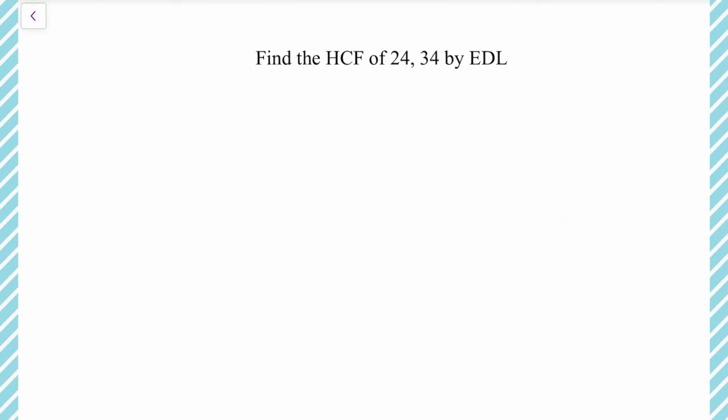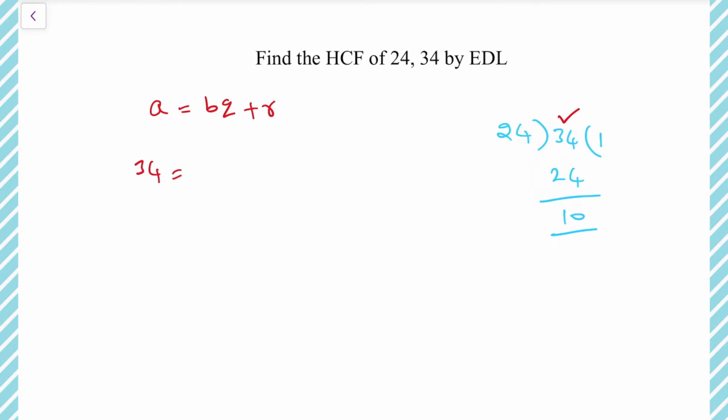Find the HCF of 24 and 34 by EDL, in short Euclid's division lemma. So first do normal division for the numbers 24 and 34. 24 ones are 24. 34 minus 24, it is 10. Now this we need to write in the form of a equals bq plus r. Dividend equals divisor into quotient, 24 into 1, plus remainder.